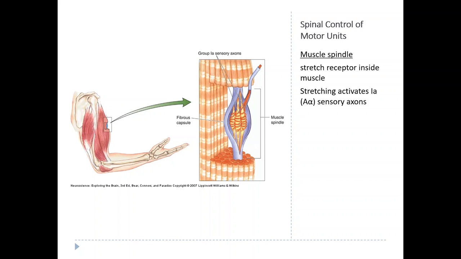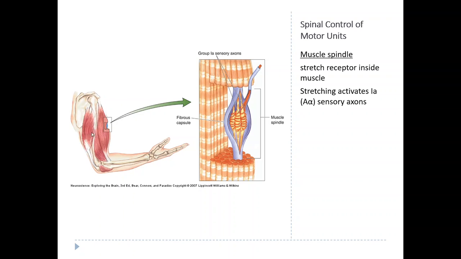All right, now let's talk about some of the ways in which the spinal cord is able to control muscle. So first of all, there are a couple of different sensory systems that are associated with muscle that tell the spinal cord and to some extent the brain what the muscles are doing. One of those is this thing here called the muscle spindle.